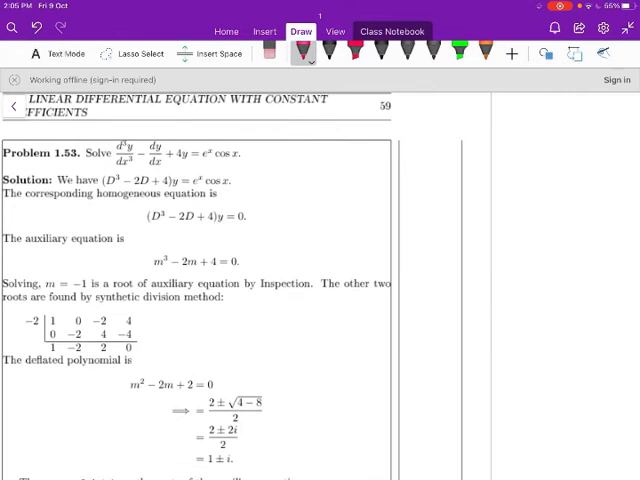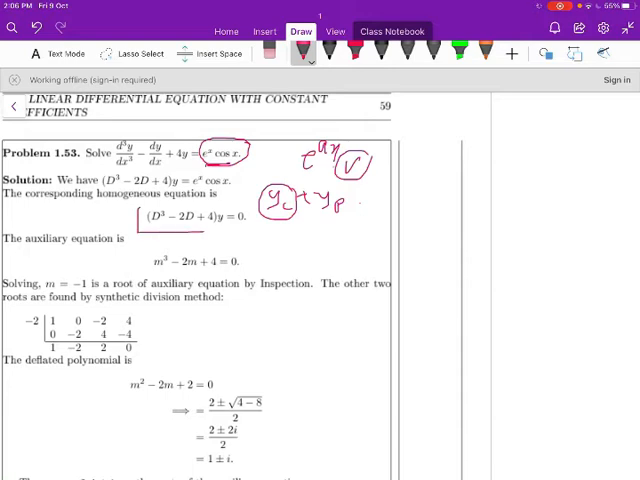Now let us take the next problem. Solve d cube y by dx cube minus dy by dx plus 4y is equal to e power x into cos x. Here r of x is e power x into cos x, so this is of the form e power x into v, where v is cos x. Anyway, it is a non-homogeneous equation.